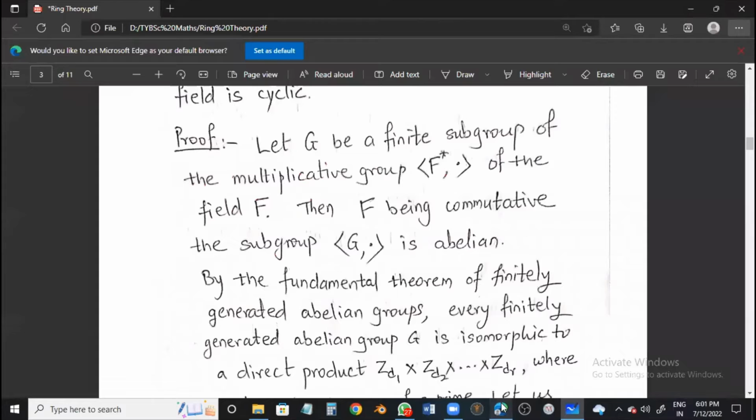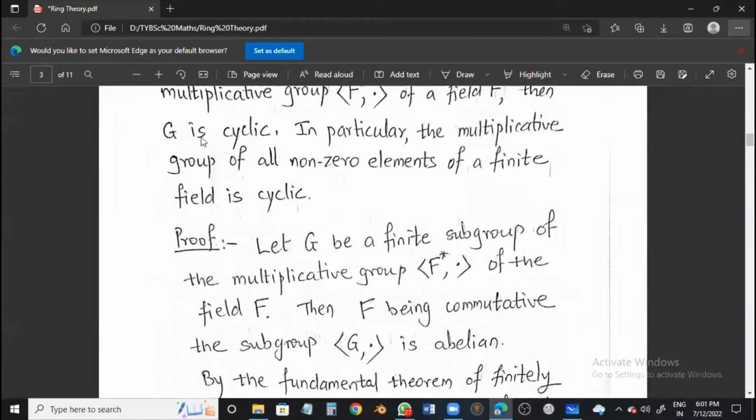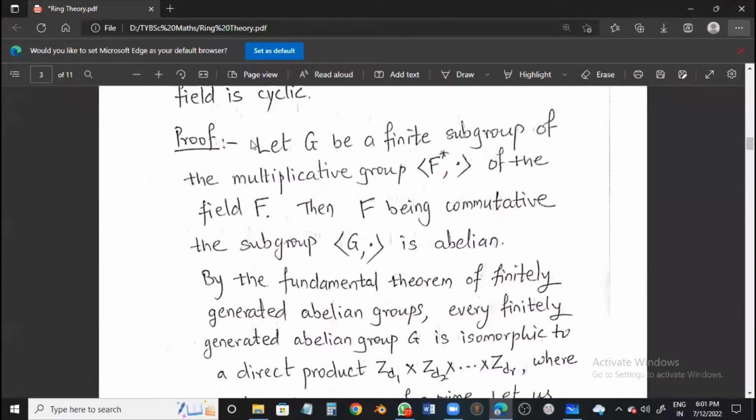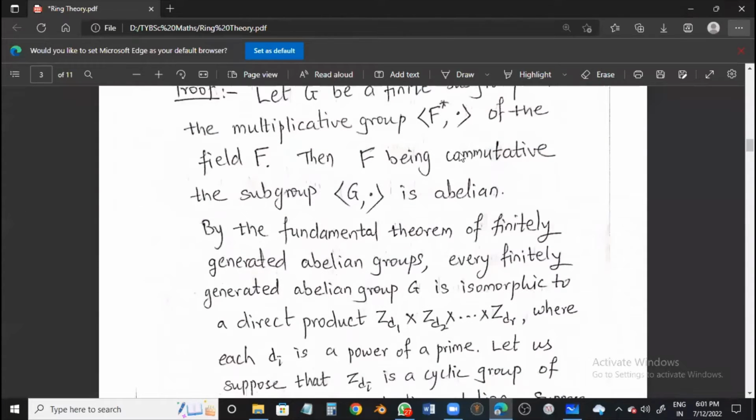Now, we want to show that this G is cyclic. So let us go ahead. F being commutative, the subgroup G comma dot is abelian. I feel all of you are quite familiar with this concept. F is a commutative group with respect to multiplication, so its subgroup will also be abelian.